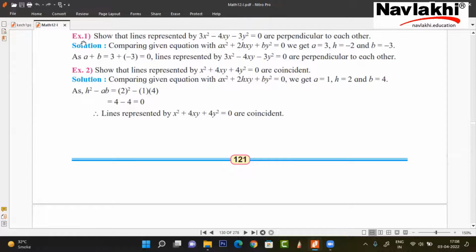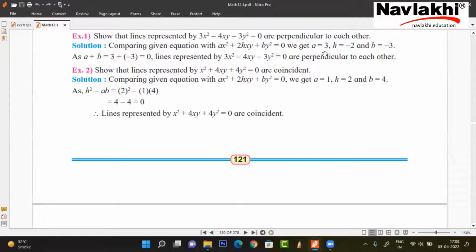Okay, let's see the solved example, first one. I have to show that lines represented by, it's a joint equation because it's a quadratic. Compare it with ax square plus 2hxy plus by square equal to 0.